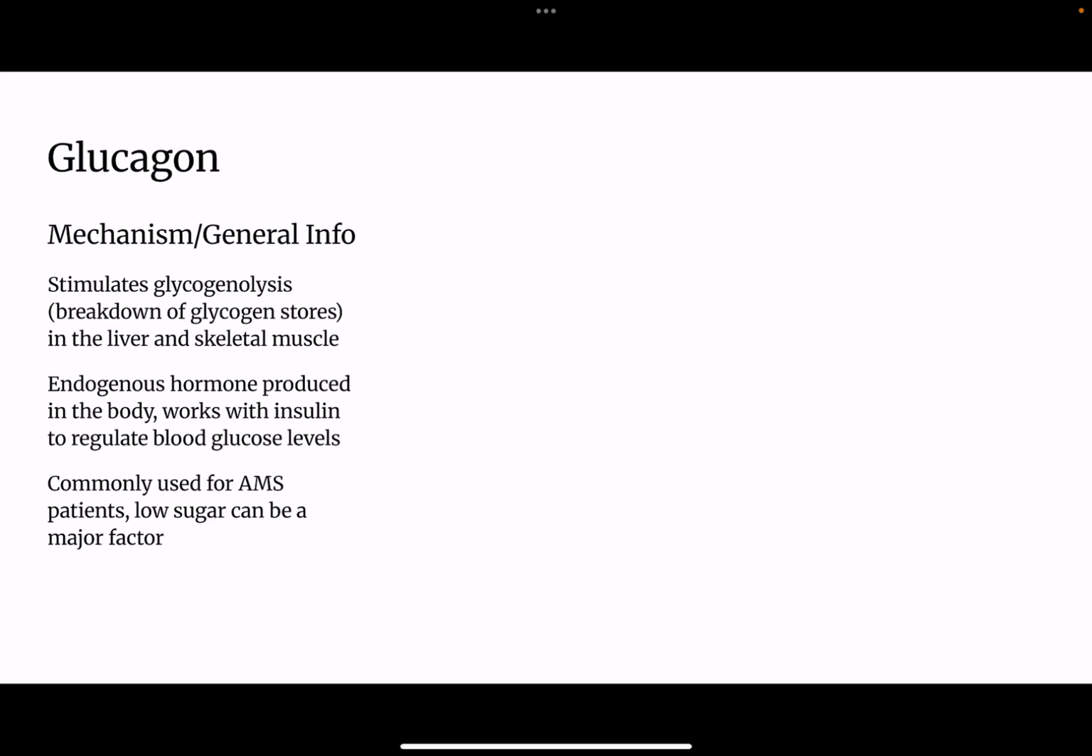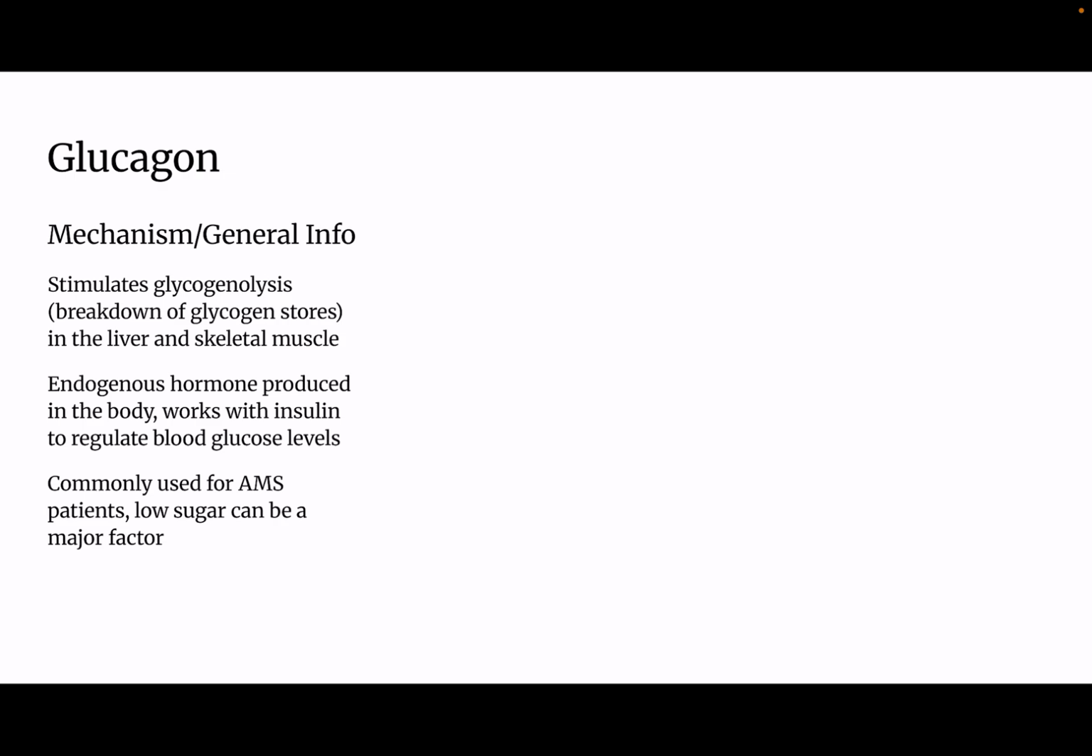Glucagon. So glucagon is just a hormone that's produced in your body. It kind of has a yin and yang relationship with insulin. Glucagon raises blood sugar, insulin decreases it. We're using this for the same reason as dextrose. Both of these are really good for people with low blood sugars who are altered because, if someone's altered, I'm not going to have you eat something. I'm not going to make a PB&J and have you eat it because what if you're allergic to peanut butter and you couldn't tell me that, or if you can't follow directions.